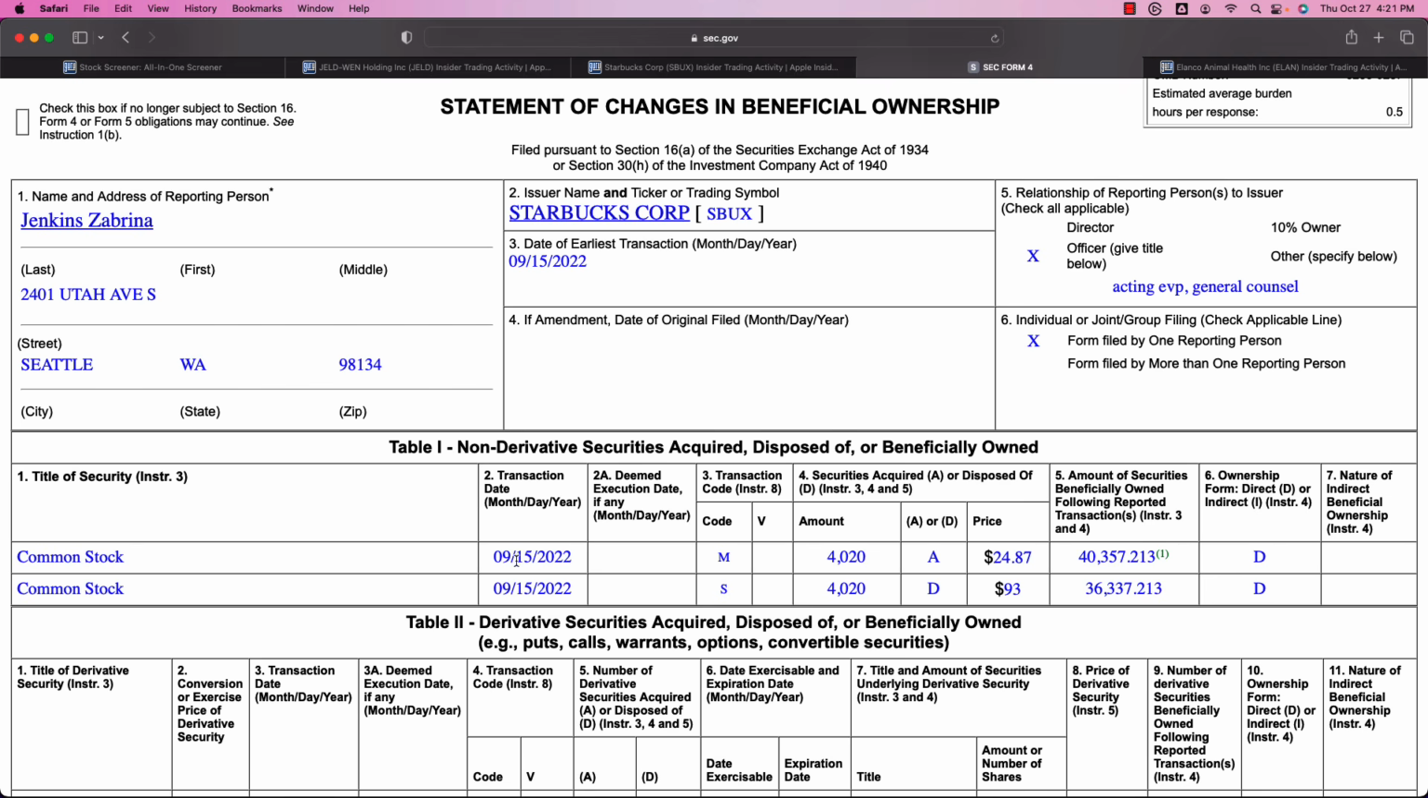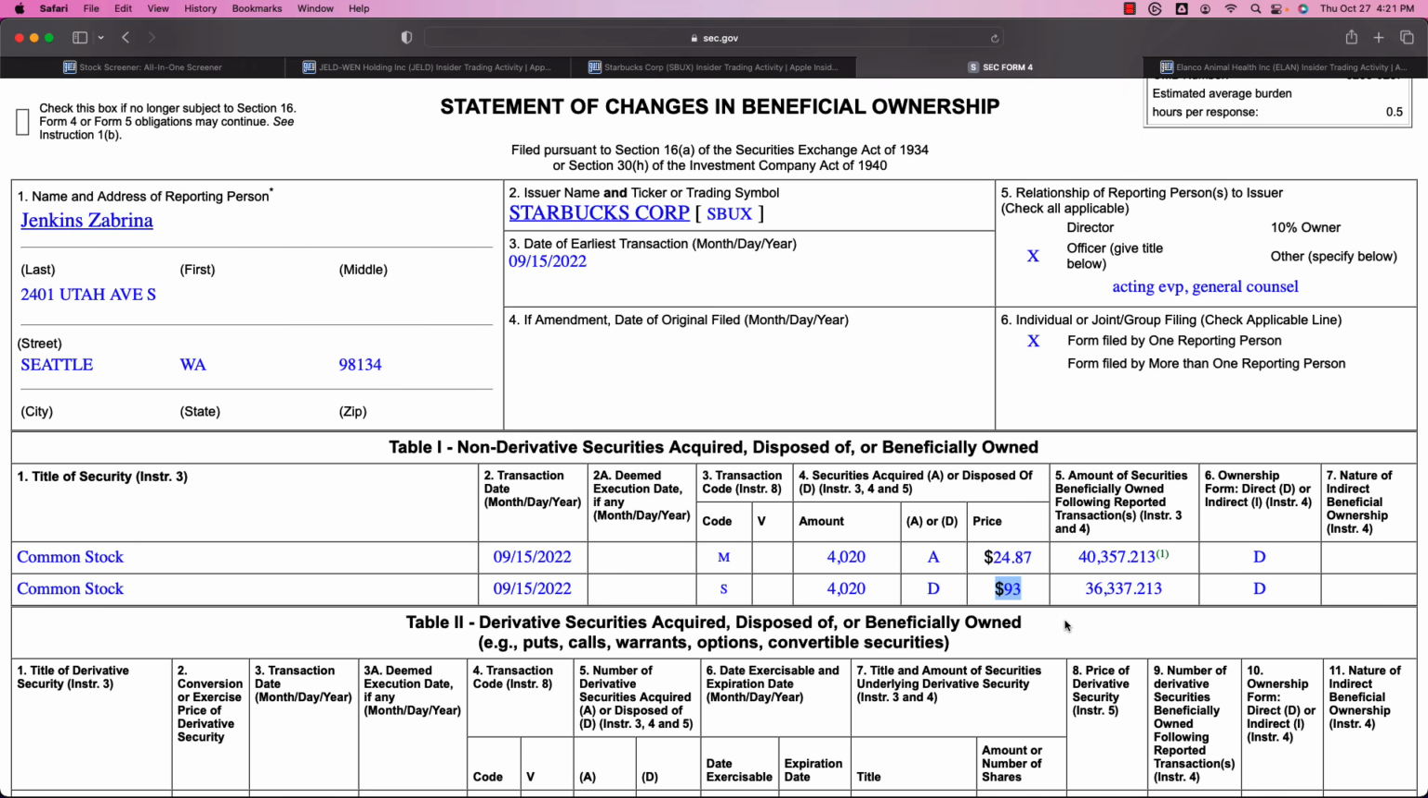So on the same day, on September 15, 2022, this insider, Sabrina, acquired or bought 4,000 shares at roughly $25 a piece. The same day, they sold 4,000 at $93 a piece. Now, I've seen volatile stocks before, but this is Starbucks. I've never seen Starbucks go from $25 to $93 in the same day. So how is this possible? Well, they're exercising an option.